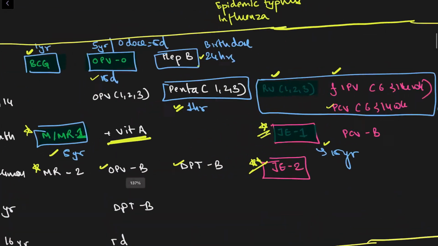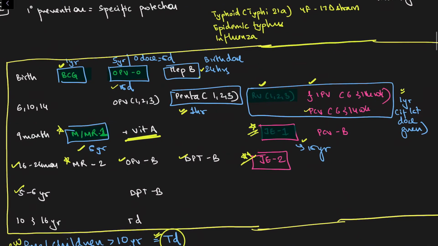Then let us see the schedule quickly. So at birth, BCG birth dose, OPV 0 dose, and Hep B is given. Remember that the birth dose of Hep B can be given only up to 24 hours, right? BCG is given up to 1 year, and OPV 0 dose is given up till 15 days. Then at 6 and 14 weeks, first, second, third dose of OPV and Penta is given. Penta can be given up to 1 year.